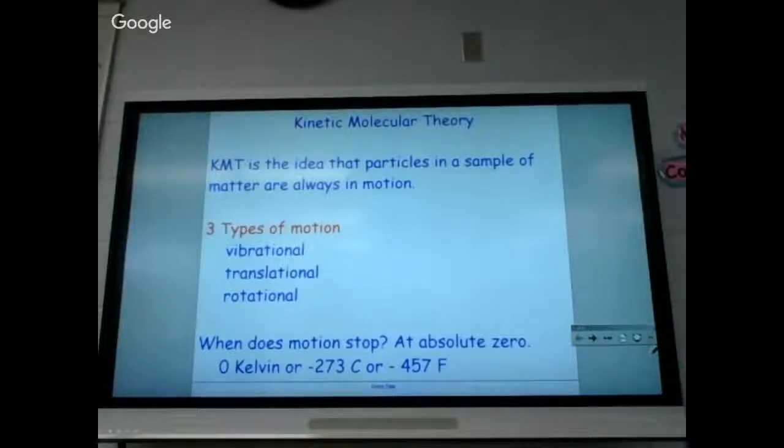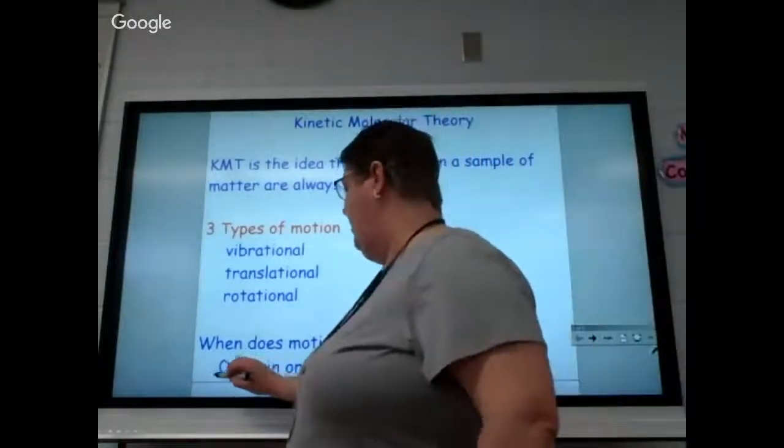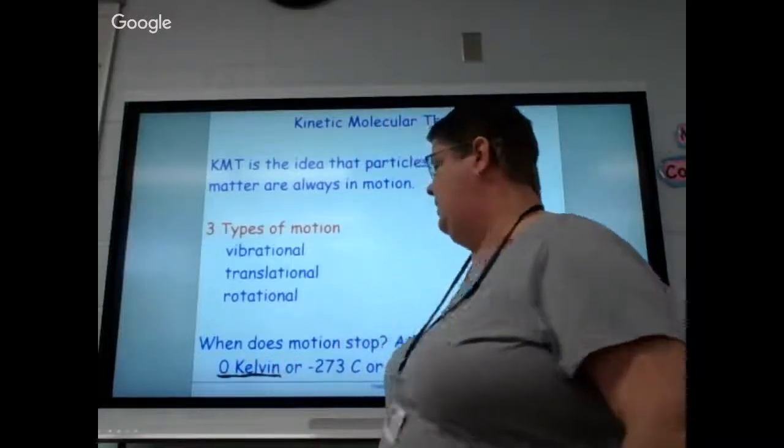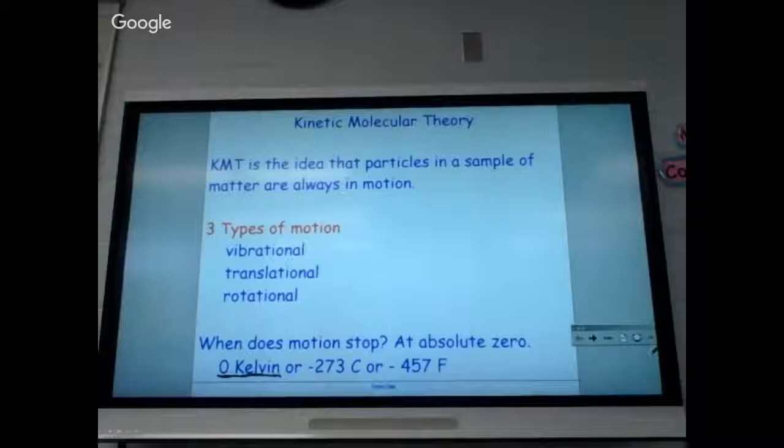Now, absolute zero is defined as 0 Kelvin. Now, no one in this room has any idea what 0 Kelvin is. So to give you an idea of what 0 Kelvin is in terms of a number, I gave you 2 other numbers so that you can relate to what it is. 0 Kelvin is negative 273 degrees Celsius, for those of you who are familiar with the Celsius scale. But most of us in here are only used to numbers on the Fahrenheit scale. So on the Fahrenheit scale, that would be negative 457 degrees Fahrenheit.